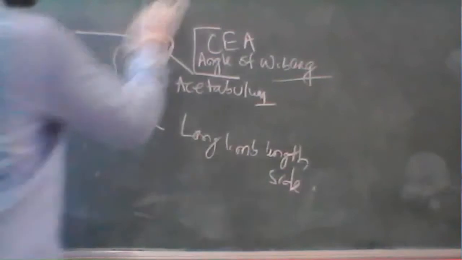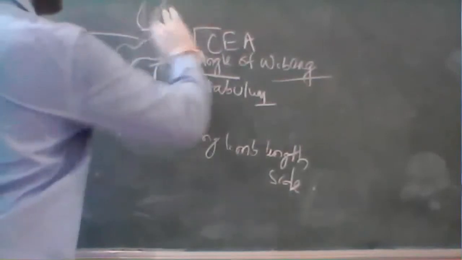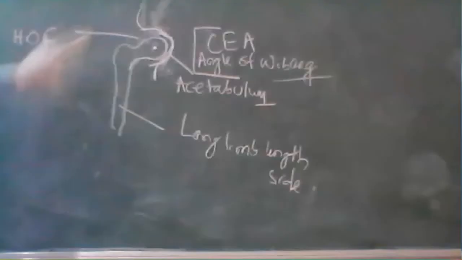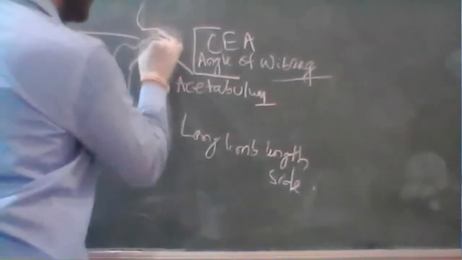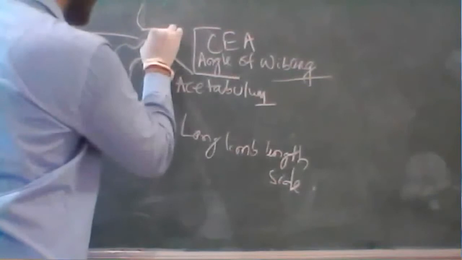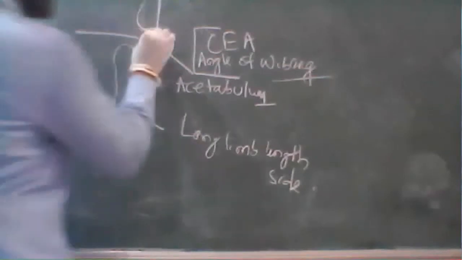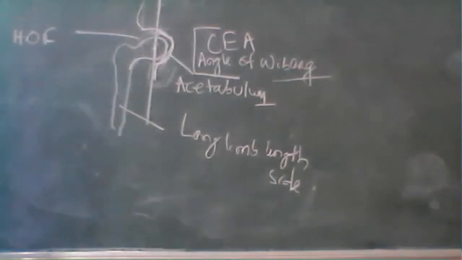So how to measure? Suppose I am just drawing the normal one. So this is the center point. Can you see the diagram? See, so suppose this is the point. You have to draw one perpendicular line here. If you consider the head of the femur as a circle, then you can find out the center point, or not? Can you find out the center point?